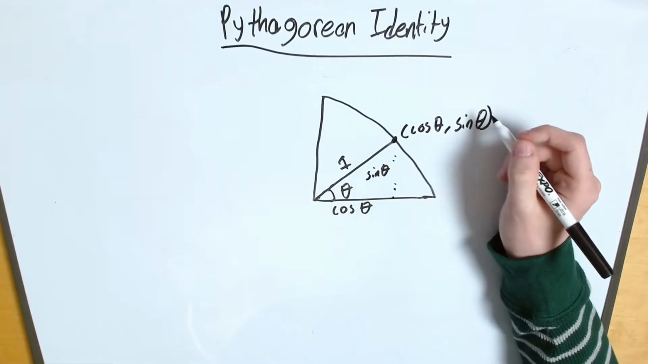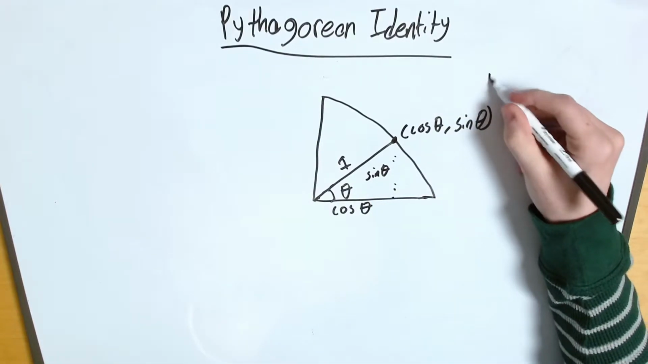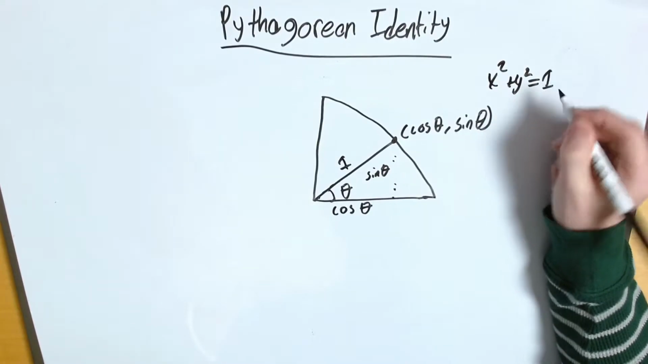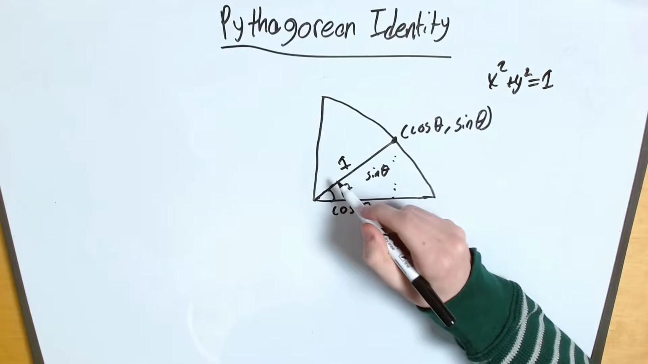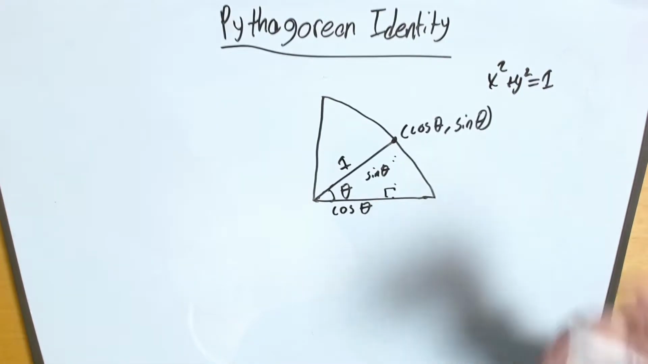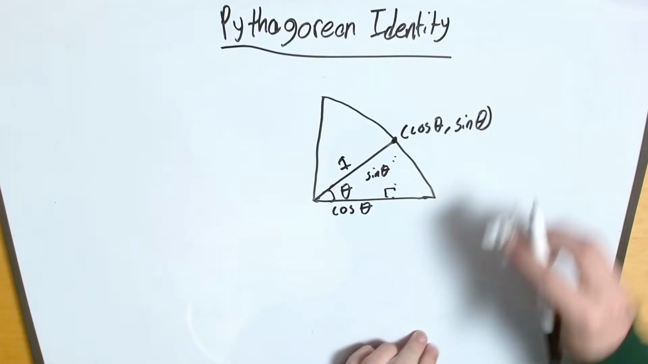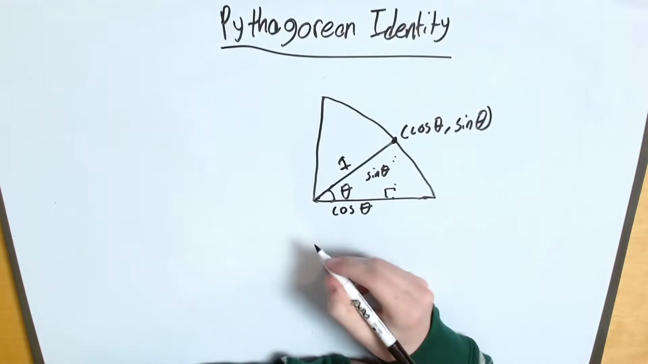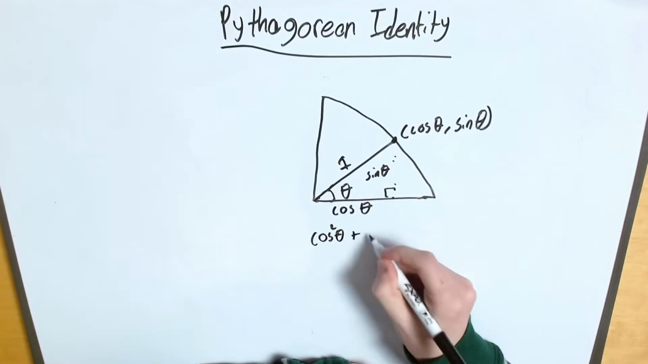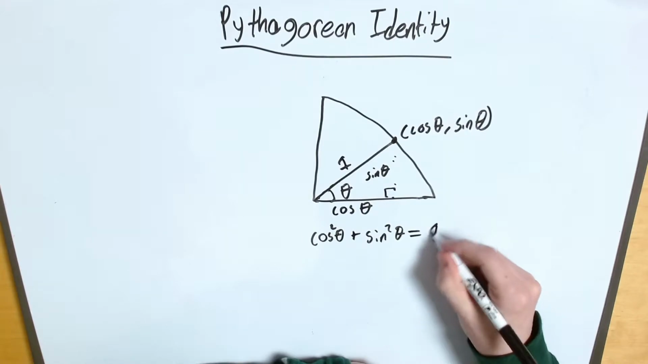Now looking at this, and knowing what we know about the Pythagorean theorem, we can say the x value squared plus the y value squared has to be 1. Right? If this is the hypotenuse, this is 1, the x value and the y value, both squared, have to equal 1. Well, we know the x value is cosine of theta and the y value is sine of theta, so we can say, in effect, cosine of theta squared plus sine of theta squared is equal to 1.